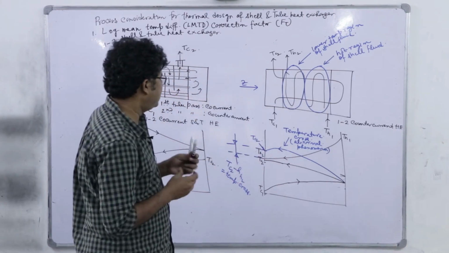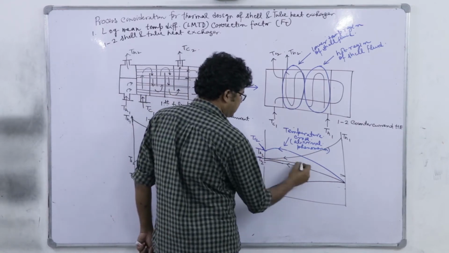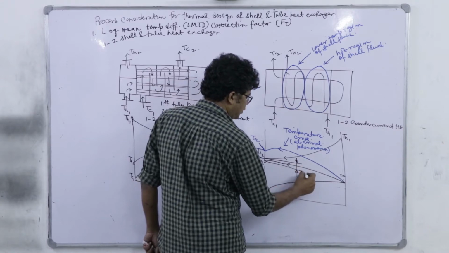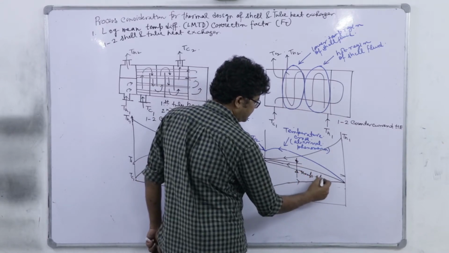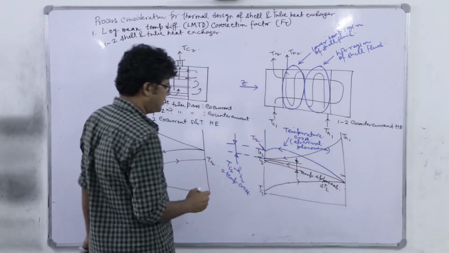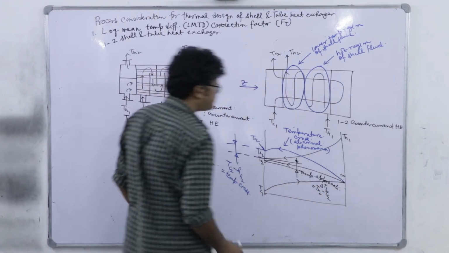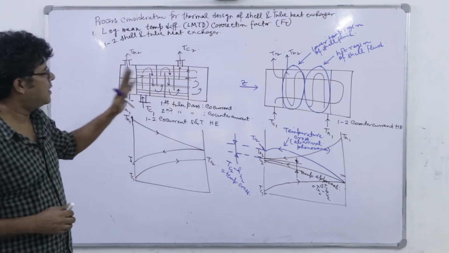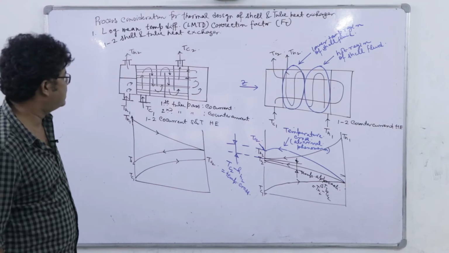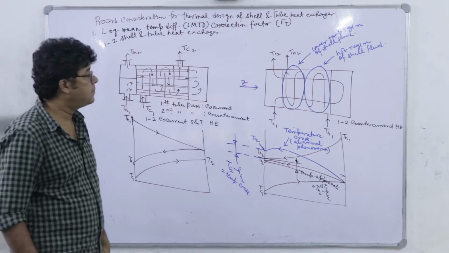Whereas, if this Tc2 is lower than Th2, this gap is the temperature approach, which is conventional, say delta T2, which is Th2 minus Tc2. So, for temperature cross, I am trying to explain qualitatively; there are quantitative analyses of these temperature profiles, but we are not going into that complexity.